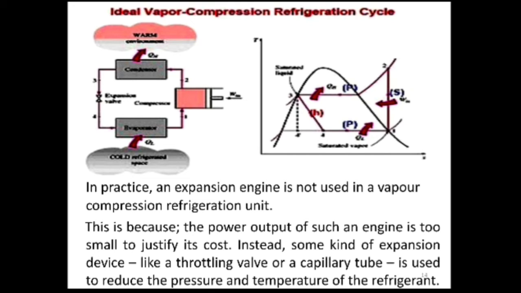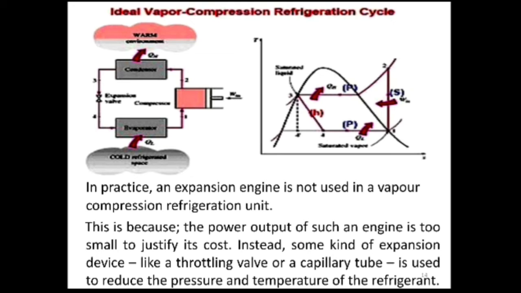Now we will study as per the TS graph here how a VCR works. Here there are four processes. 1 to 2 is isentropic compression in a compressor, 2 to 3 is constant pressure heat rejection in a condenser, and 3 to 4 is throttling in an expansion valve. Again remember this point, here we do not have a turbine as in case of a reversed Carnot cycle, but instead we have an expansion valve.